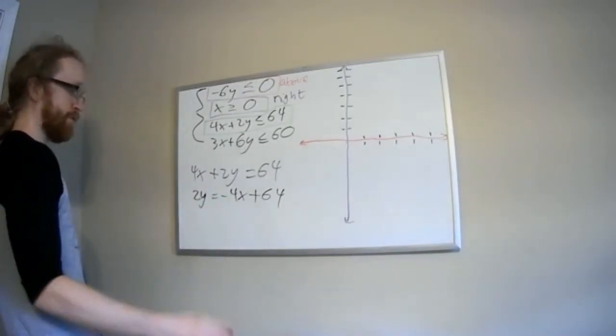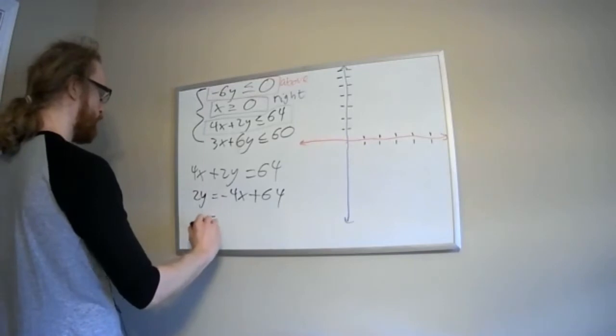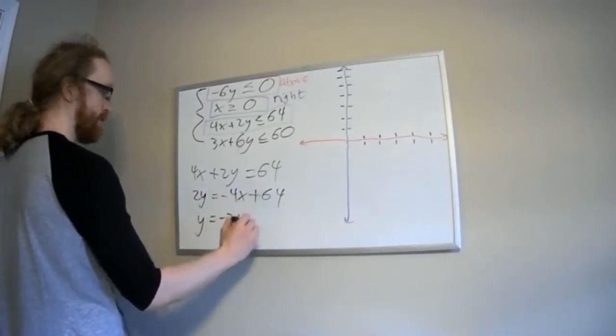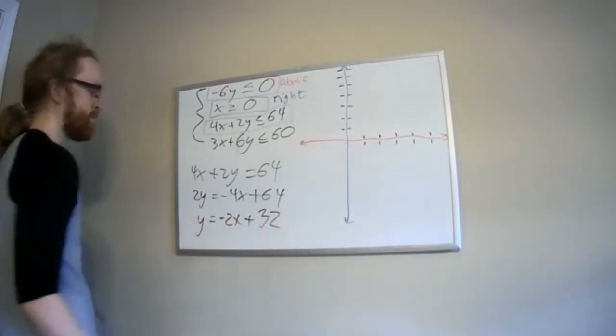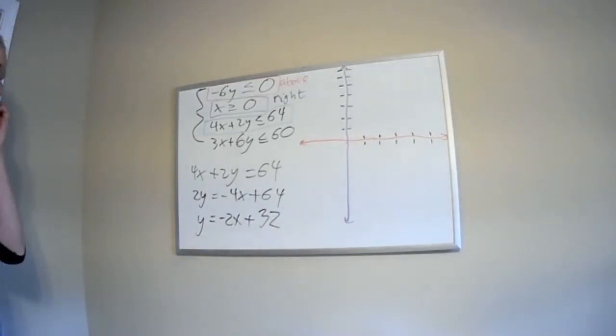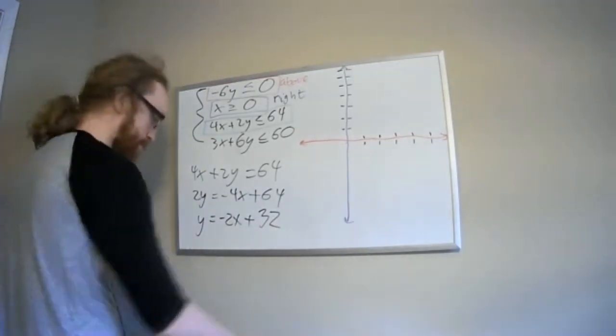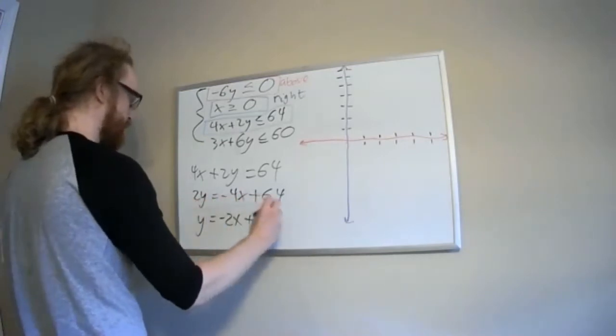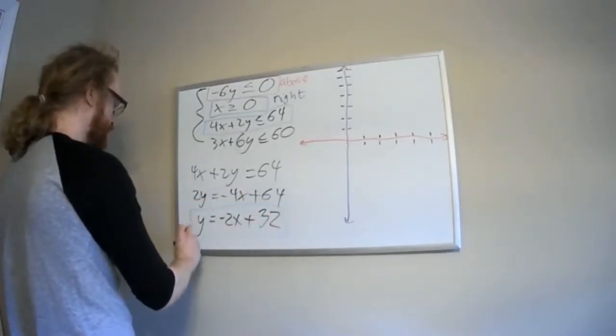And then I'm going to divide both sides by 2. So I'm going to get y equals negative 2x plus 64 divided by 2 is 32. So y equals negative 2x plus 32. That's going to be my green line, my green shading.